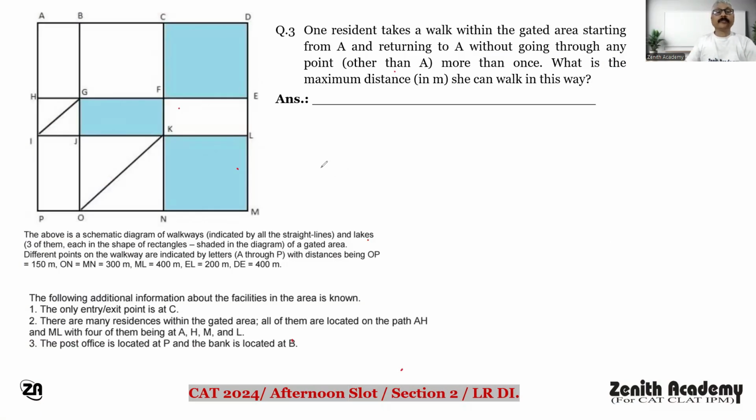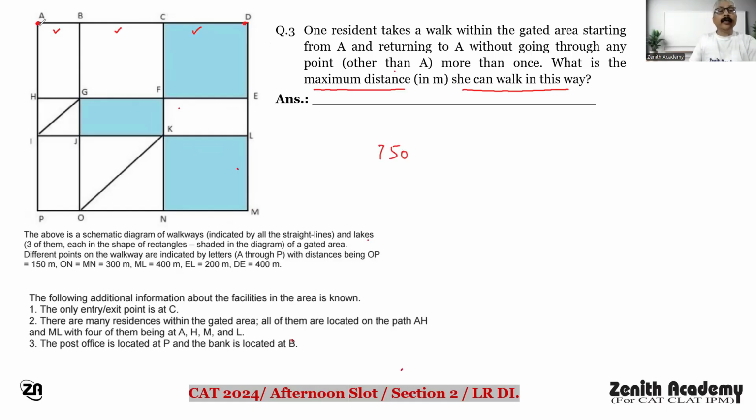Let's see question number 3. One resident takes a walk within the gated area, starting from A and returning to A without going through any point other than A more than once. What is the maximum distance she can walk in this? So look here. If she goes from A to D directly, then it is 150, 300, and 300, which means 750. Correct.